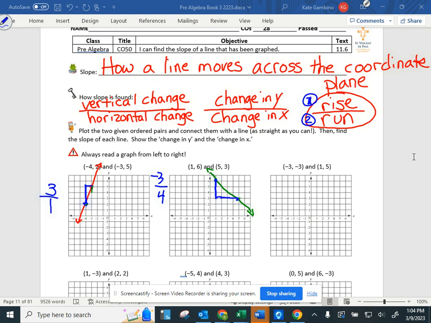We went over 4, so our run is 4. So our slope for this line is negative 3/4. Okay? You look confused.